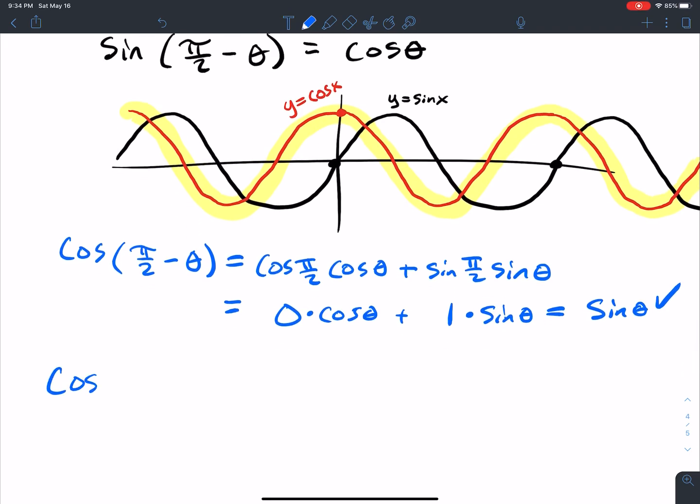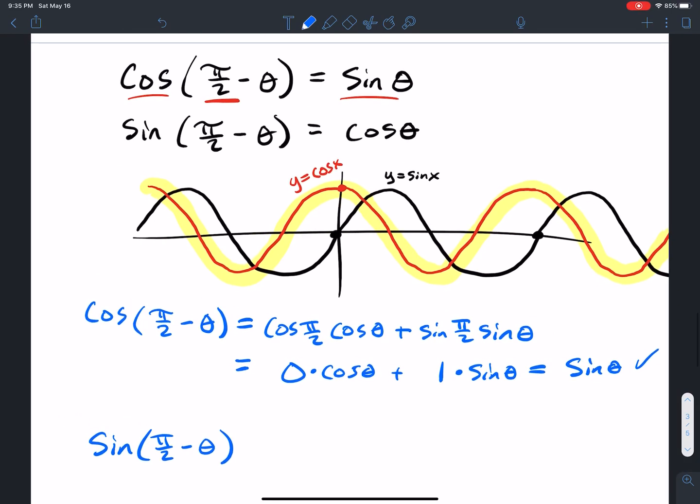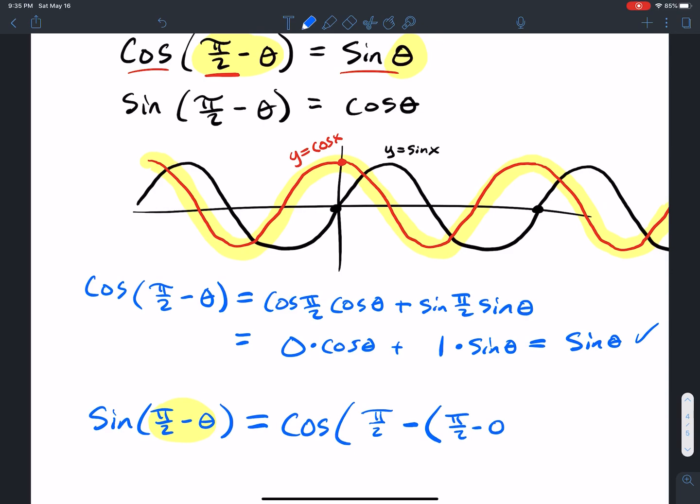The next one, I can use the sine rule. And so if I take the sine of pi over 2 minus theta here, and I use the formula I just had, so what is the formula I just had? Well, it says the sine of theta is equal to the cosine of pi over 2 minus theta. So this is going to be the cosine of pi over 2 minus that theta. That theta is everything that's in there: pi over 2 minus theta.